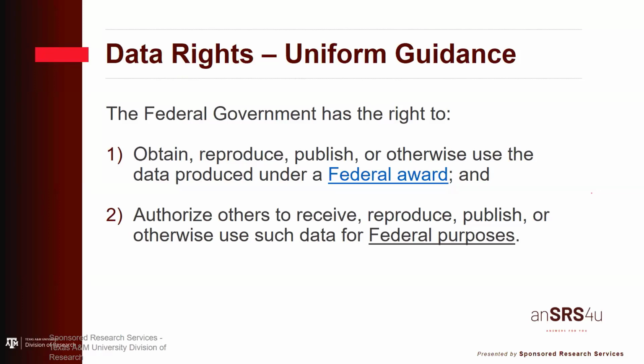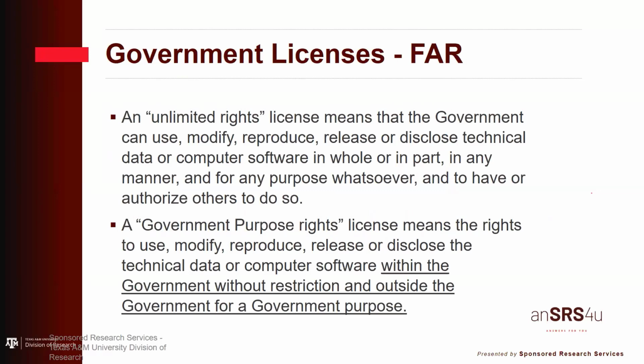There are instances where we would want to potentially modify what rights are granted to the government, and there are processes for doing that. Typically, there are different levels of government licenses. Typically, 99% of the time, what we give is what's called an unlimited rights license. That means that the government can pretty much use the technical data or the software for anything they want. They can modify it, reproduce it, release it, and use it for pretty much any purpose whatsoever. Most of the time, that's what the government starts with, and that's what they want.